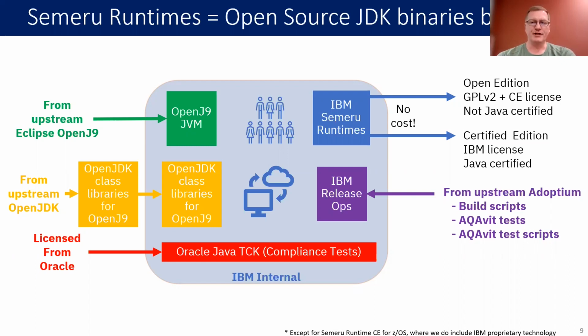We make it available in 2 editions. One is what we call the open edition. That one comes with the standard GPL v2 plus classpath extension license that virtually all the Java distributions have. And we have not run the Java certification tests on the open edition. Then we also have a certified edition, which we release under an IBM license. And this one, we have run the Java certification tests. So the basic differences are which license it has and whether or not the certification tests have been run against the code. Otherwise, they're 100% functionally equivalent.